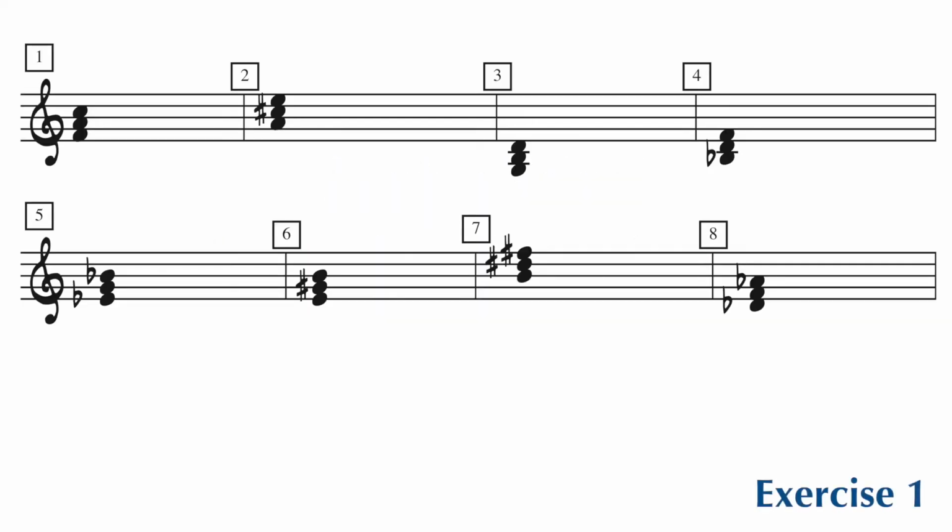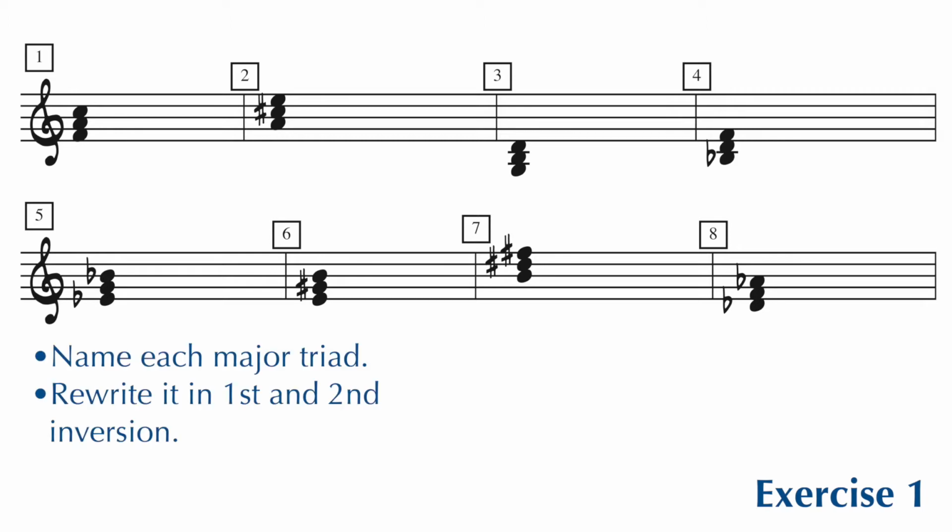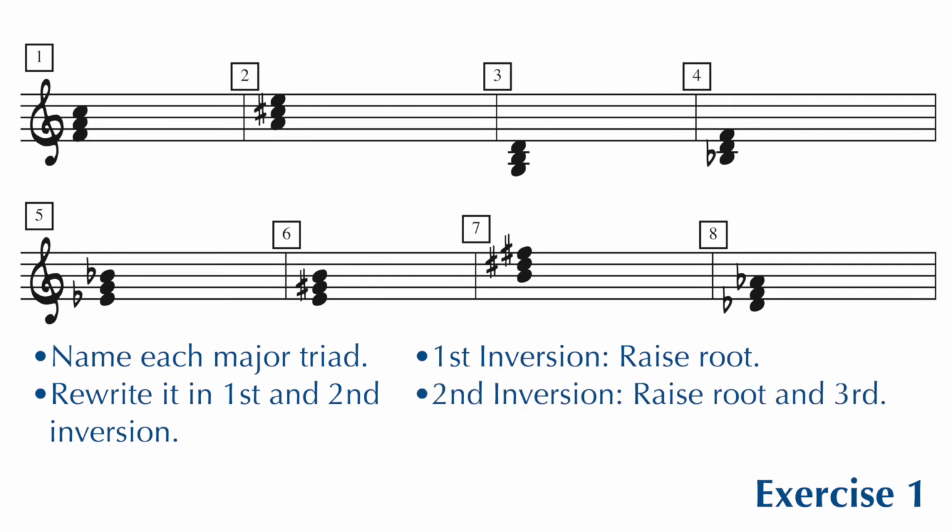At the bottom of page 46, we have this major triad inversion exercise 1. So your job is to name each major triad and rewrite it in first inversion and second inversion. Remember that for the first inversion, all you have to do is raise the root an octave higher, leaving the third at the bottom of the chord. And for second inversion, you raise the root and the third an octave higher, leaving the fifth at the bottom of the chord.